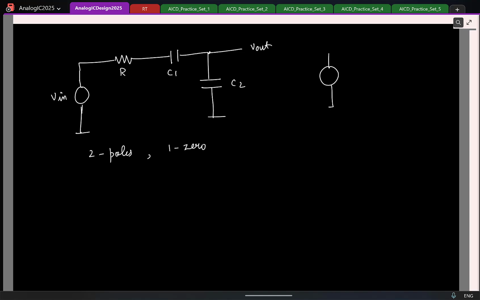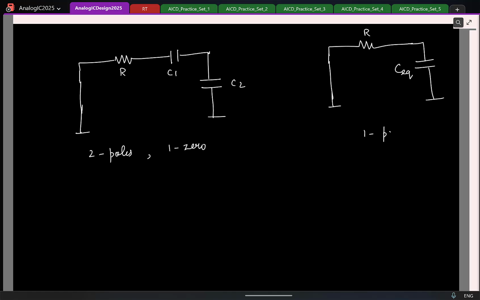But remember, the same circuit I can redraw like this. See, here I have 2 poles. I know pole location doesn't depend on the input and the output, correct? So which means I'll draw the circuit like this. Now we can simplify the circuit like this, right? A single capacitor C equivalent. So how many poles should this have? 1 pole. But here I see that I have 2 poles, and in the particular example there was 1 zero.